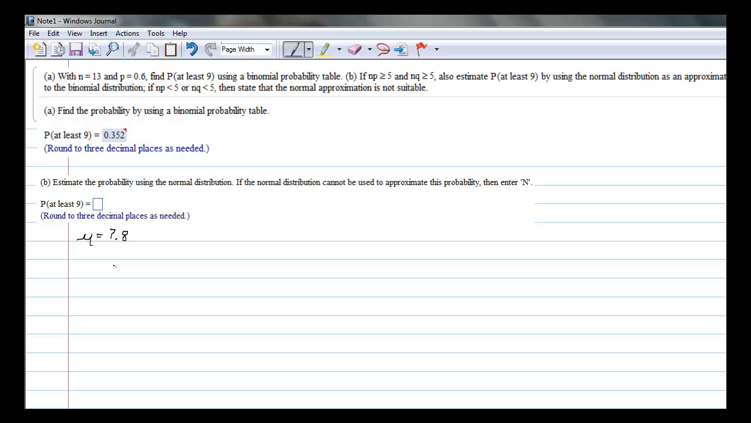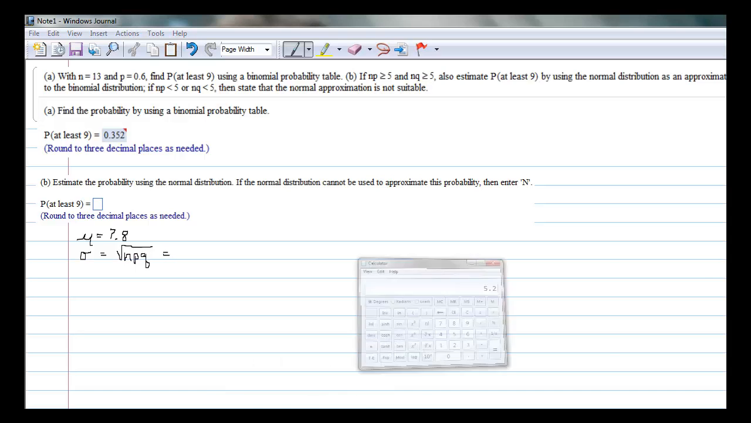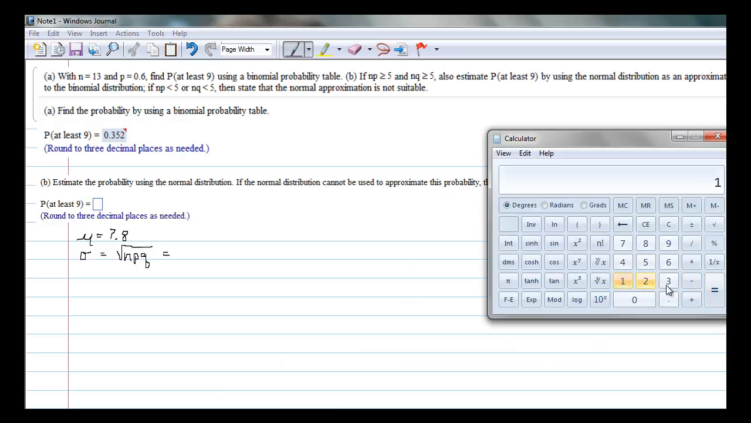And we need sigma, the standard deviation. And now you need to remember that the formula for the standard deviation is the square root of n times p times q. So we can pull out our calculator and do that real quick. We've got 13 times p times q equals, and now we need the square root of it. Well, let's take it to 3 places. 1.766 should be good enough.